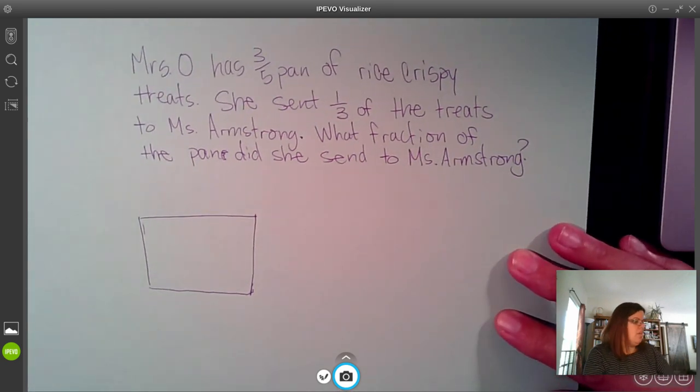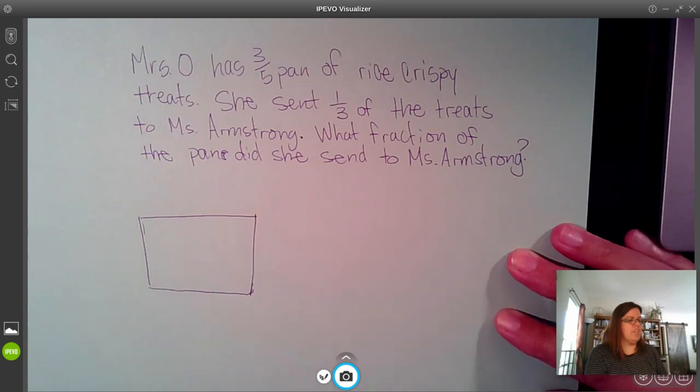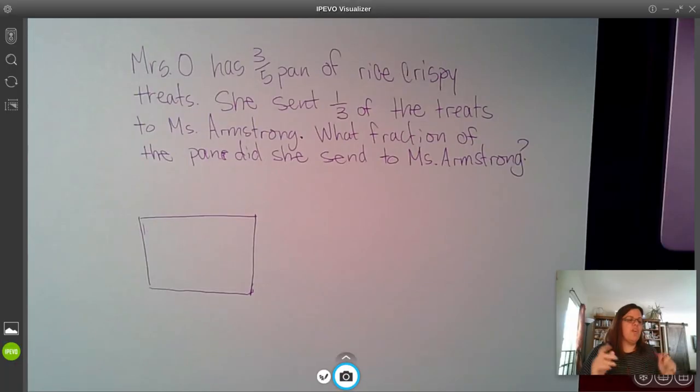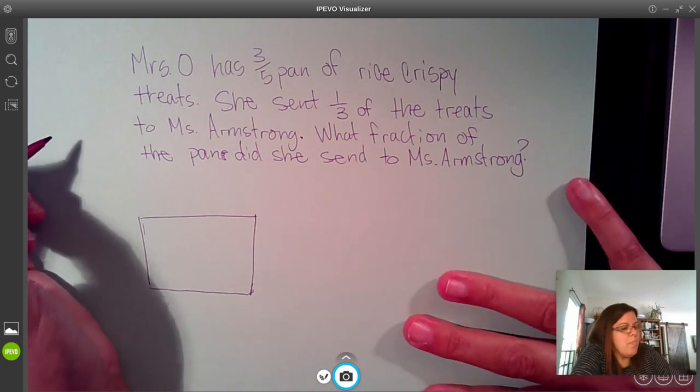Mrs. O has a pan, or 3/5 of a pan, of Rice Krispie treats. She sent 1/3 of the treats to Miss Armstrong. So we want to know what fraction of the pan did she send to Miss Armstrong? And of course you're going, well, she sent 1/3, so she sent 1/3 of the pan. That answer is not going to be correct. So let's go ahead and take a closer look at this problem.